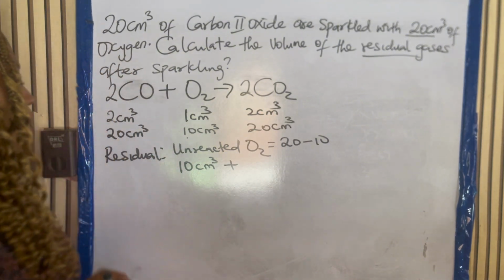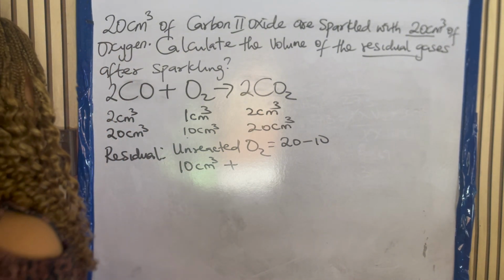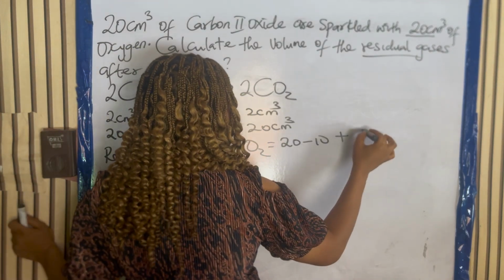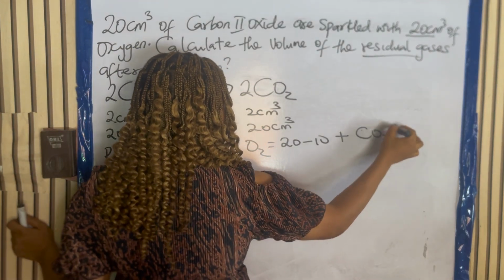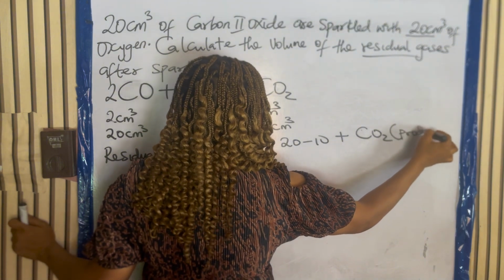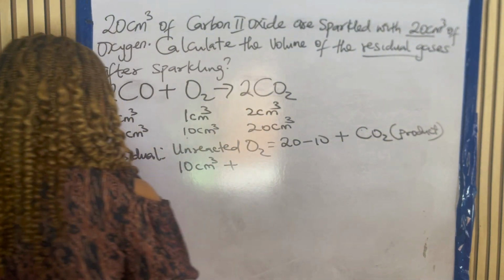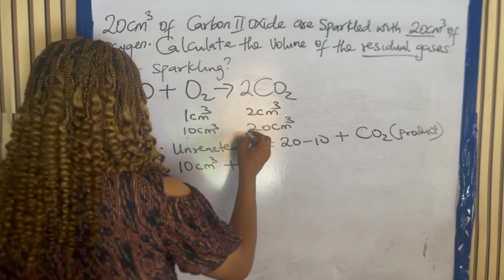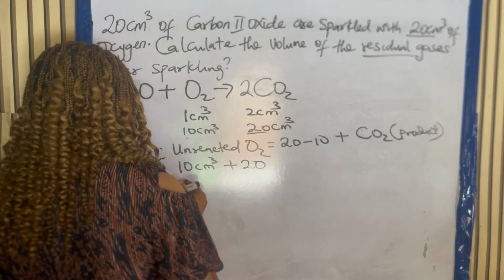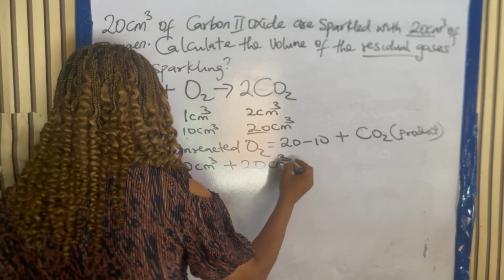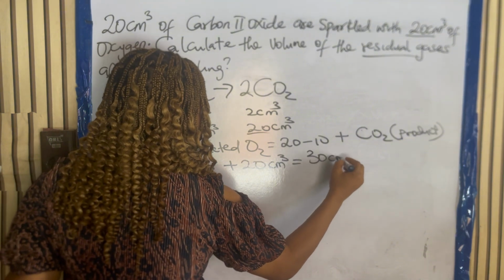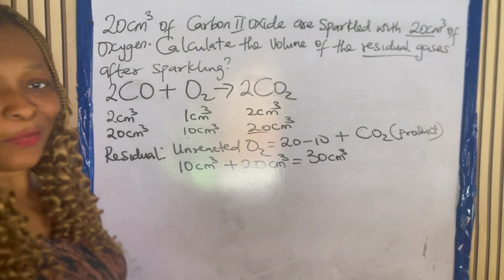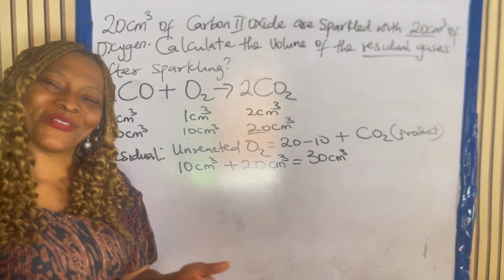So the residual gases will be unreacted oxygen plus the products. And from what we have here, the product, which is carbon IV oxide, produces 20. So this plus this will give us 30 cm cube. Answer. Isn't that very simple? Okay, let's look at another question.